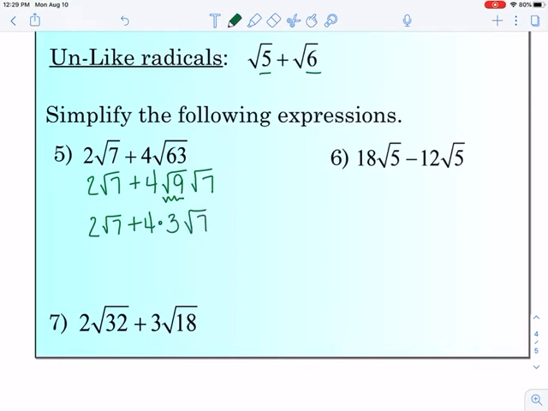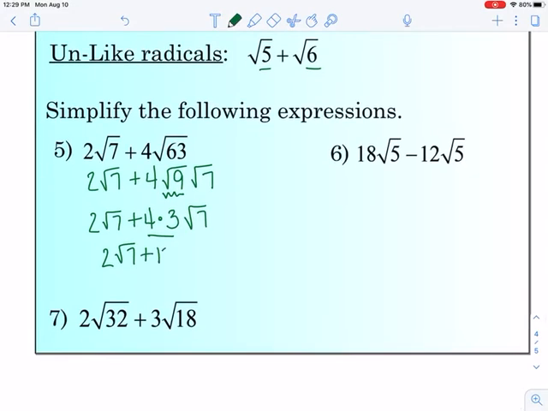Again, order of operations, you must multiply before you add. So the next thing I'm going to do is multiply that 4 times 3. So again, we'll bring down that 2 radical 7. 4 times 3 is 12. So I have 2 radical 7 plus 12 radical 7. And again, the only thing that you're doing is adding the coefficients, 2 and 12. So 2 plus 12 is 14, and tack on the radical 7. Again, it's like 2x plus 12x. The x does not change, neither does the radical 7.